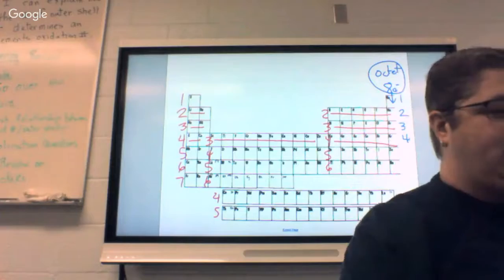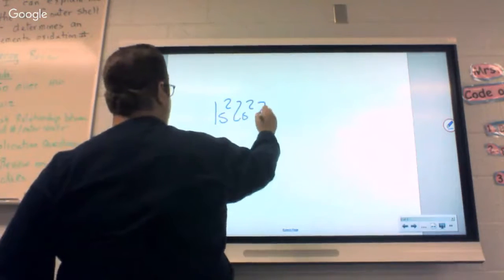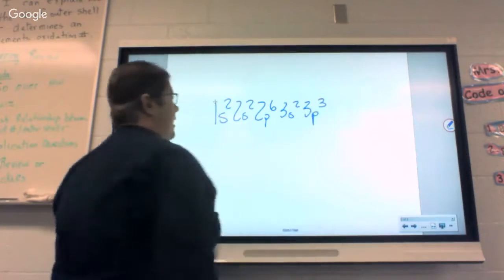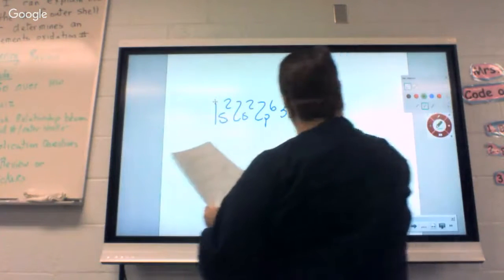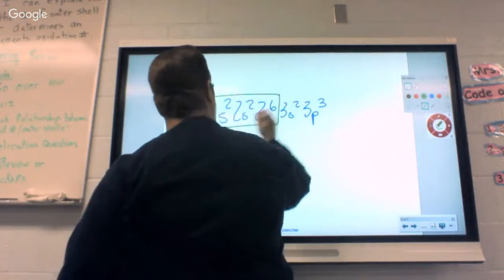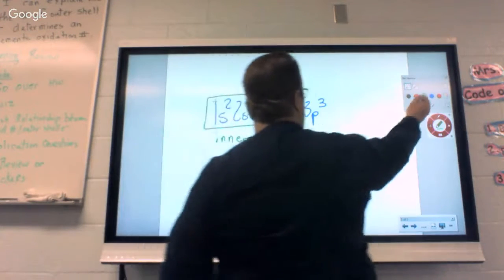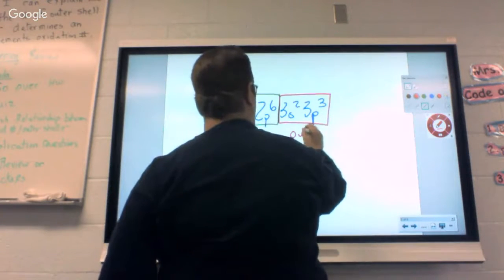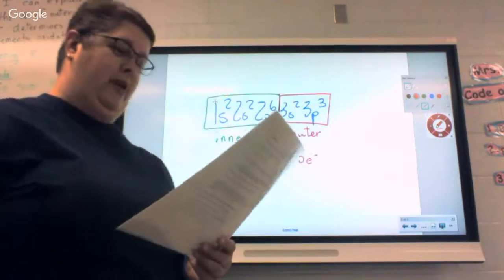All right, so now it wanted us to write the configuration for phosphorus. So if I write the configuration for phosphorus, all right, now I want you to label some things. What are the inner shell electrons? Okay, that's inner. And that has 10 electrons, right? These would be the outer, and there would be 5 electrons. Do you want anything else? Nope, I think we did everything.